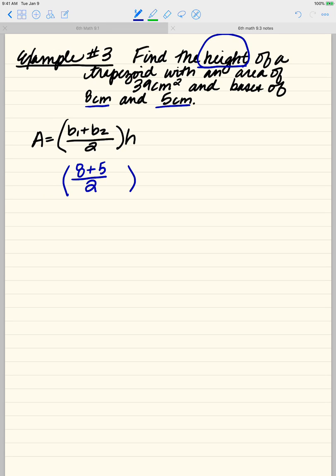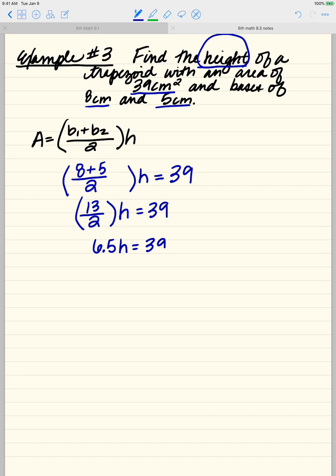Find the height. So that means we do not know h, okay? But we do know area. Area is 39. So base 1 plus base 2 divided by 2, multiply all of that times the height, and that is equal to our area, okay? 8 plus 5 is 13. 13 divided by 2 times our height is equal to 39. 13 divided by 2 is 6.5. Okay, 6.5 times h is equal to 39.